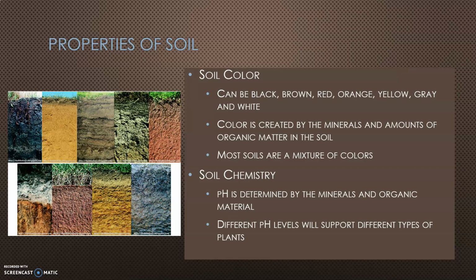The soil chemistry is determined by the pH, and it's because of the minerals and the organic material found within it. Different pH levels support different types of plants. Basically, if you live somewhere like a desert, you're going to support cacti or low brush plants. You're not going to have large pine trees and dogwood trees in your yard.